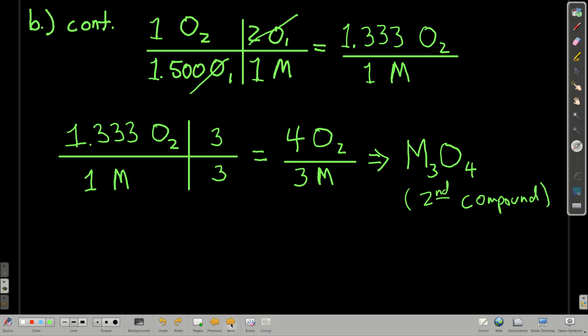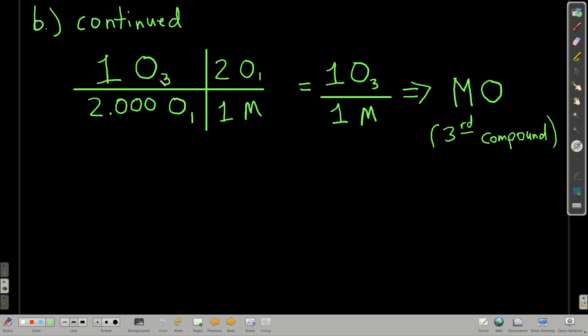Now doing the same for the third compound, we found previously that there are 2 atoms of oxygen in compound 1 for every 1 atom of oxygen in compound 3. Flipping that upside down, multiplying times 2 atoms of oxygen in compound 1 for every 1 metal in compound 1, or in any compound, we get that there's 1 atom of oxygen in compound 3 for every 1 atom of metal, because these cancel. And so that means that the formula for the third compound is MO.